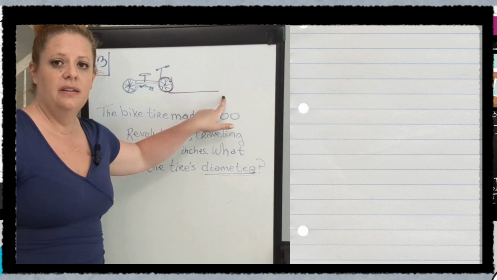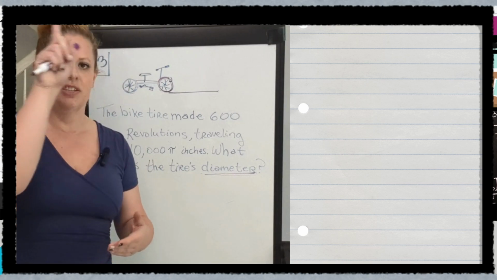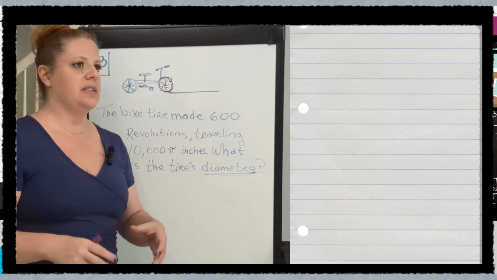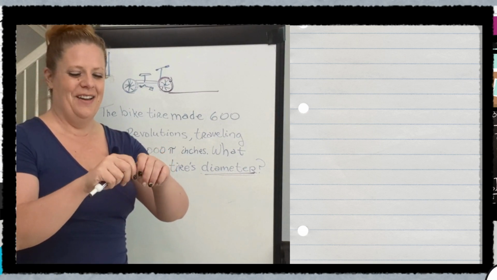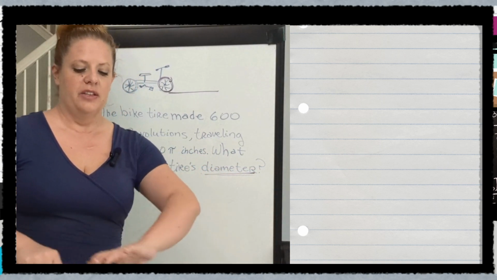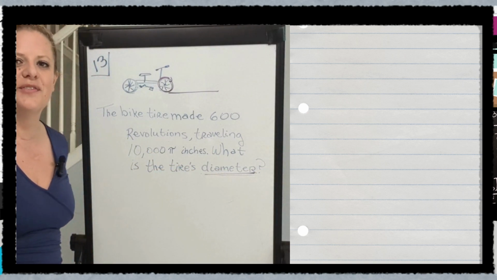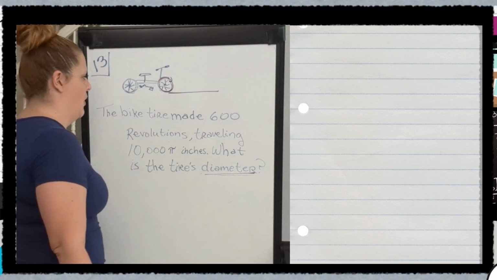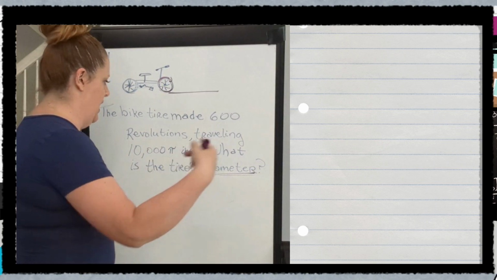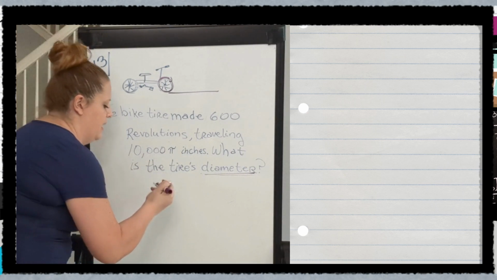You have a straight line, and you're going to have a straight line the exact same distance as the circumference of that tire. Or you could think of it as taking the tire, cutting the tire in half on top, and spreading it out to make that straight line. That straight line is the same distance as the circumference of the circle because that's your perimeter around the circle. So the bike tire goes 600 times and that takes it 10,000 pi inches.